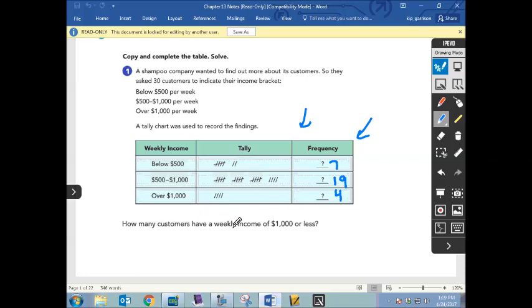How many customers have a weekly income of $1,000 or less? You can see that $1,000 or less would include those 19 and those 7, right? So we answered a question regarding 2 of the groups. That would be 26. It wouldn't just be 19 because it wants to know anybody. That means somebody that made $300 a week or $900 or whatever. That would include both of those groups there.